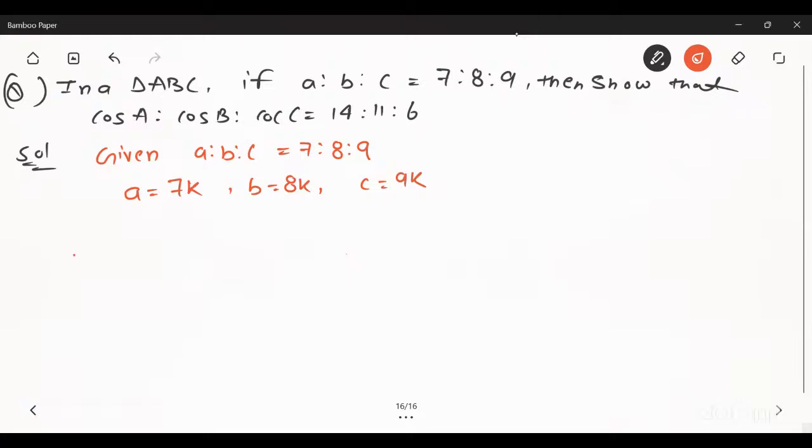Now the value of cos A. What is the formula of cos A? How can I remind you?